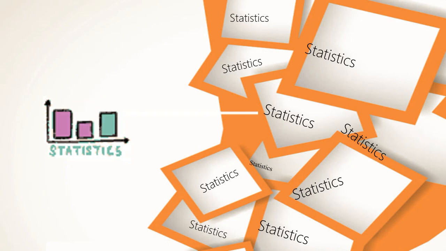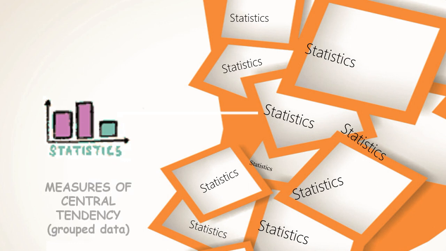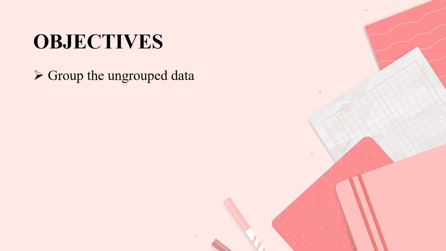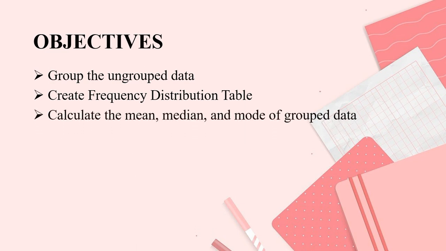Good day, everyone. So for today, we will start to discuss our new lesson in statistics, which is all about the measures of central tendency for the group data. So what are our objectives in today's lesson? First, we will group the ungrouped data. Second, we will create the frequency distribution table or FDT. And third, we will calculate the mean, median, and mode for the group data.